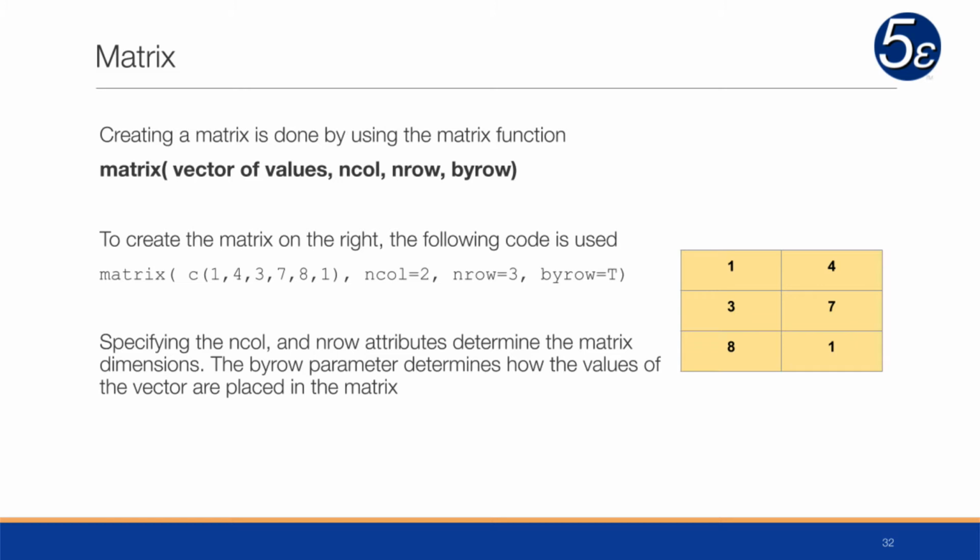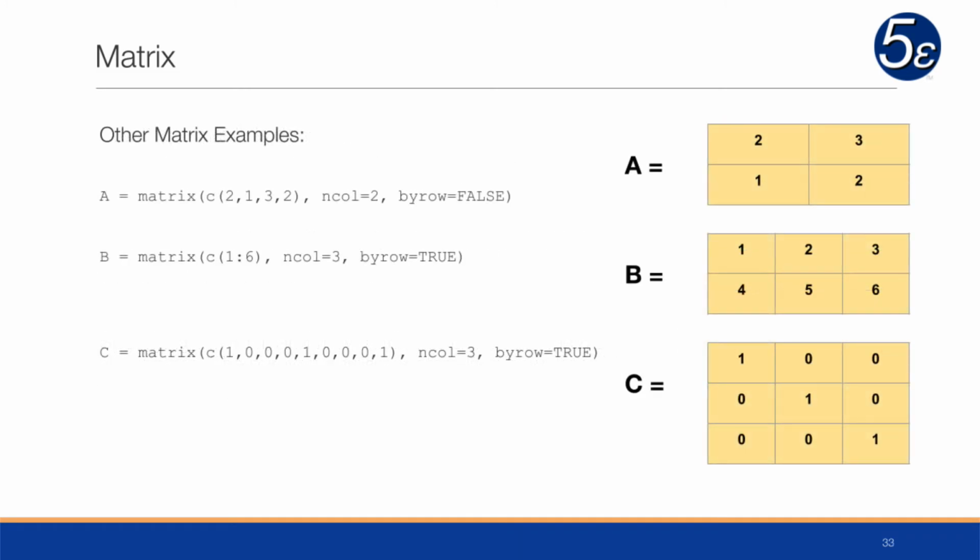So by specifying the ncol and nrow attributes, it determines the matrix dimensions, and the byrow parameter will determine how the values of the vector are placed in the matrix. Here we have 3 other matrix examples. We have the A matrix, which is a 2 by 2 matrix, and you can see that it puts in the vector 2, 1, 3, 2 with byrow equals false. So in other words, it will put them in by column.